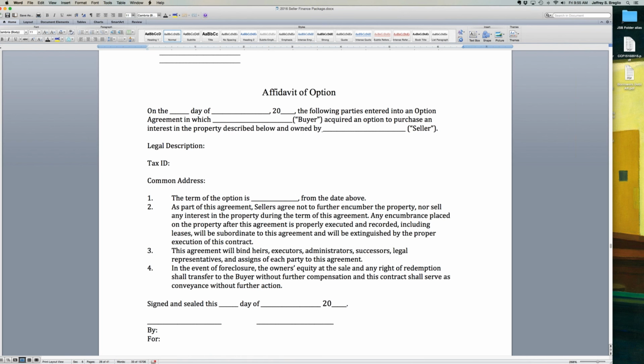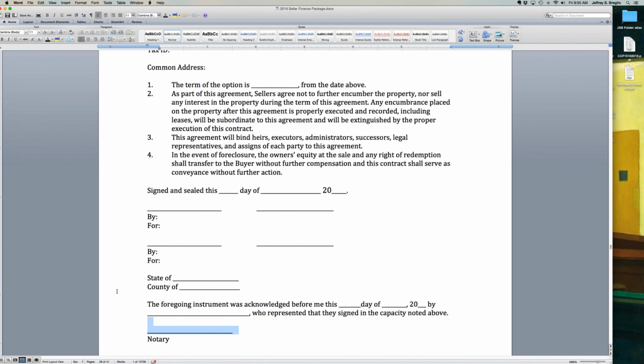Affidavit of option. If you are on the buyer side and you're doing a lease option from the seller, remember, that doesn't go through a title company or a closing because it's not a sale of property. It's just a lease. But you as the buyer may want to record your rights to the property so that you can notify future people looking at this that you do have the rights of an option on this property. So this is an affidavit of option. You can fill this out. It does need the legal description, tax ID, common address, the street address. Okay, you do need to sign it under notary.